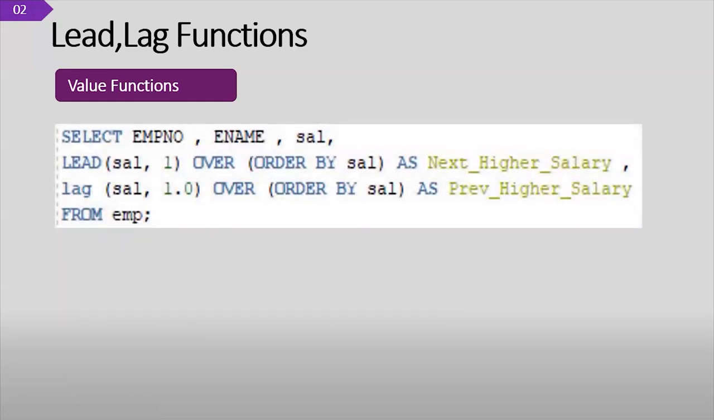That's an example. For example, lead here will get the next salary, so it will give you the next higher salary. But lag will get you the previous salary. If you put 1.0, or don't put the 1 at all, it will work the same.